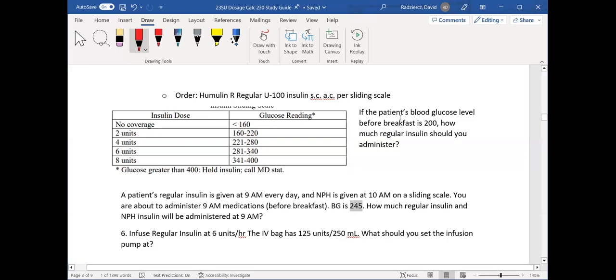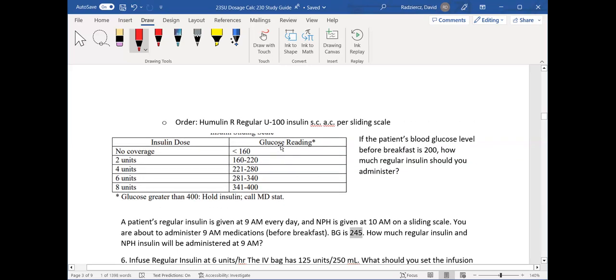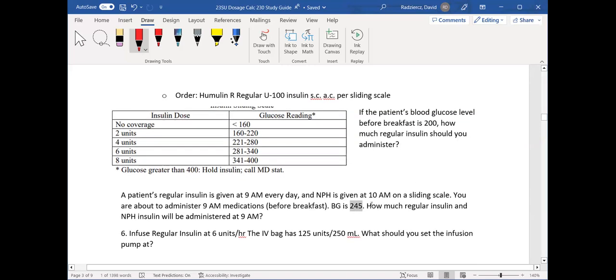Okay, yeah, so there's basically like 2 questions here, but I need to find out how you would differentiate regular from NPH when it doesn't give you any of the information to differentiate that. This question here is just not completed. But anyways, for this question where it says 200, then you would give them 2 units. If it was 300, you'd give them 6 units. If it's 375, you give them 8 units. If it's above 400, then you would call the doctor.